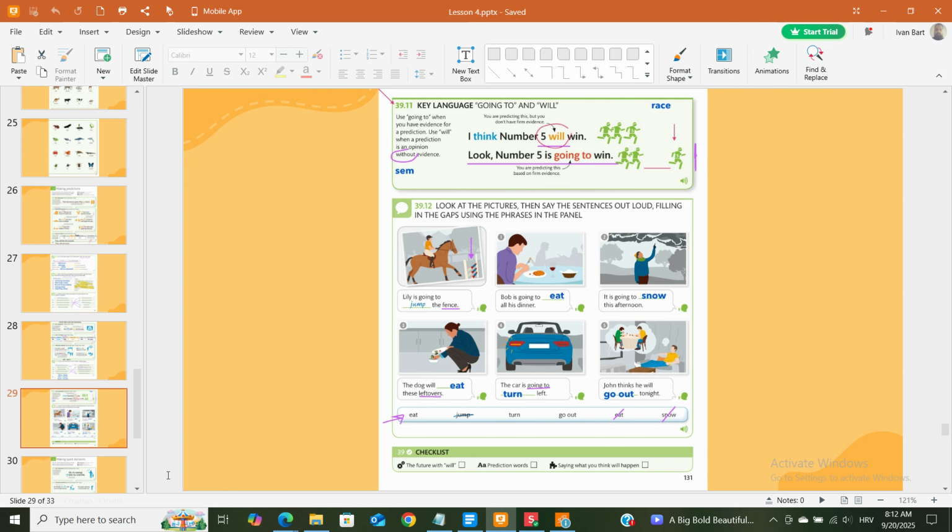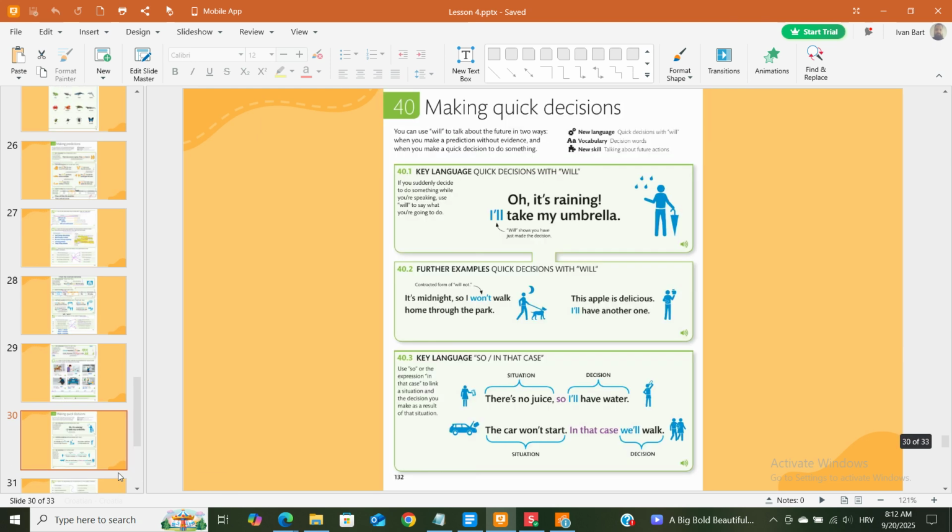The dog will eat these leftovers. The car is going to turn left. Eat. Jump. Turn. 39 Checklist. John thinks he will go out tonight. Go out. Snow. The future with will. Are prediction words. Saying what you think will happen.